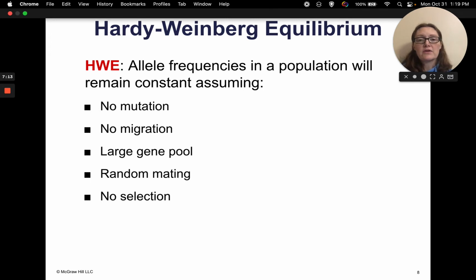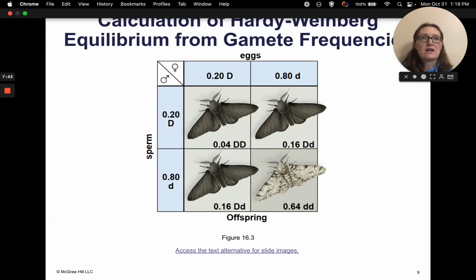But in order for there to be absolutely no changes in a population, all of these conditions must be met. There must be no mutations happening. There must be no migration, no populations moving into or out of the environment. It has to have a large gene pool to pull from. It has to have random mating taking place. And it has to have no selection, like no pickiness. The animals can't be picky about who they choose. And no natural selection taking place.